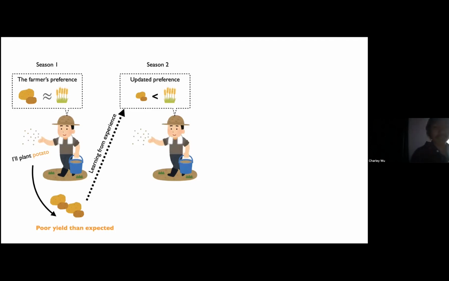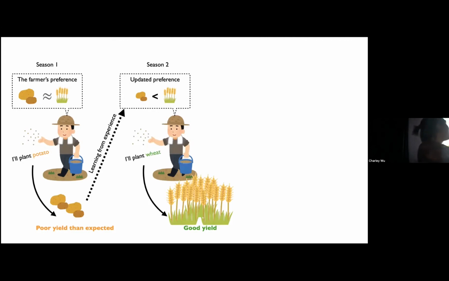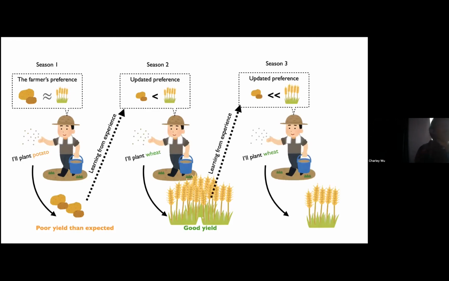Based on this belief, let's say next season he chooses wheat instead, and it turns out it's a better reward than the previous one. All right, then wheat seems good. This new experience further feeds back to his own belief, and this belief then produces the next choice. So this is belief update, or learning, and decision making, a recursive process.